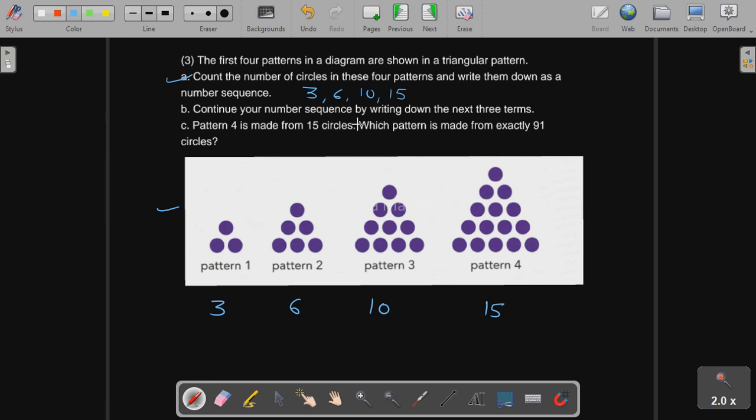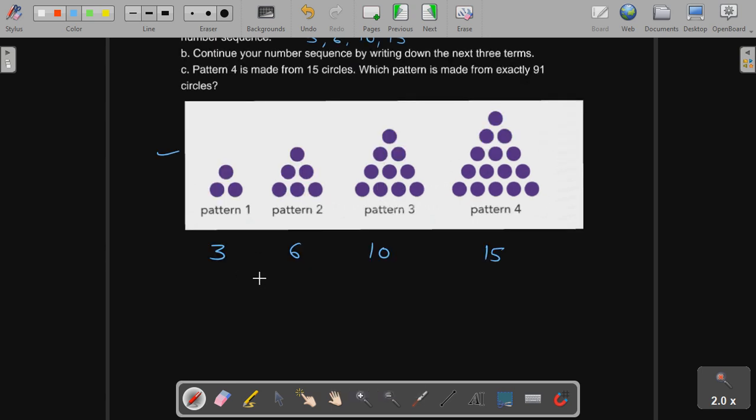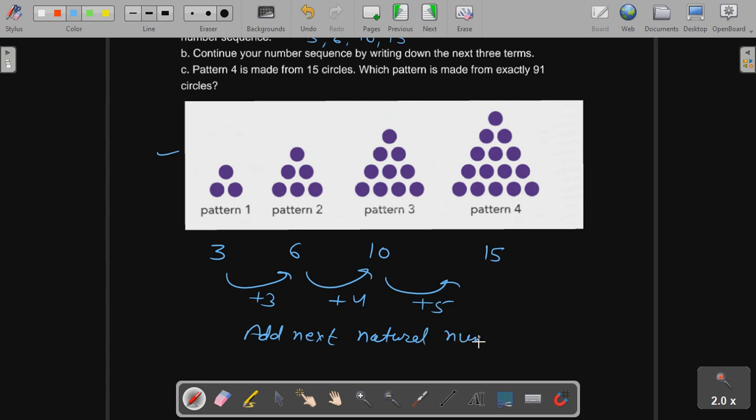Continue your number sequence by writing down the next 3 terms. So for the next 3 terms, you have to find the rule. The rule is, if I add plus 3, plus 4, and plus 5, we add the next natural number. This is our rule.